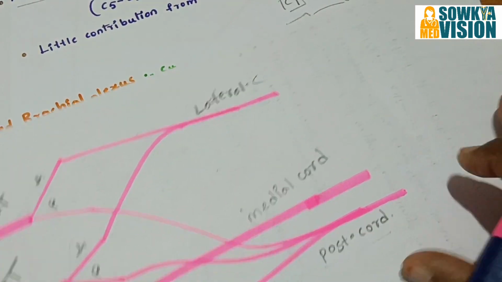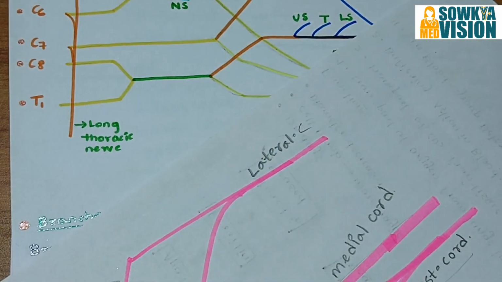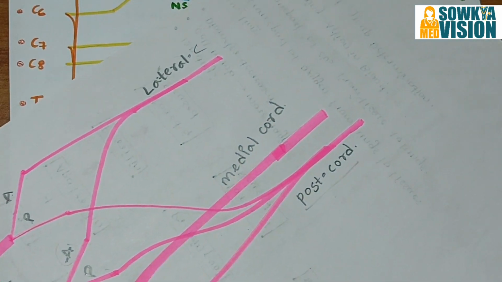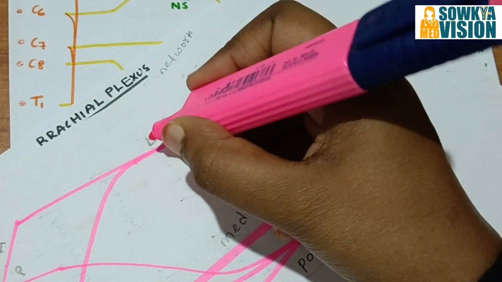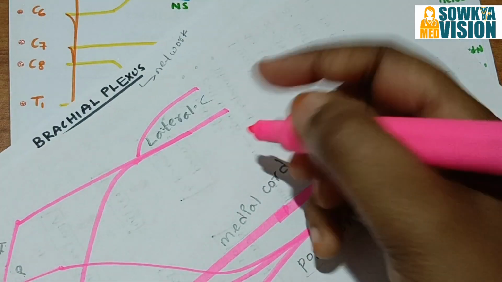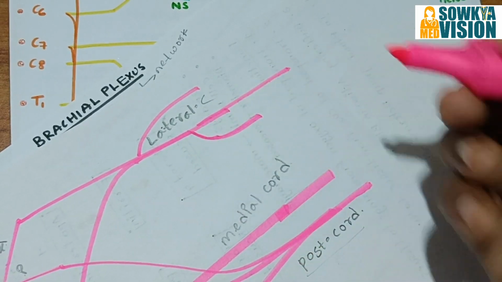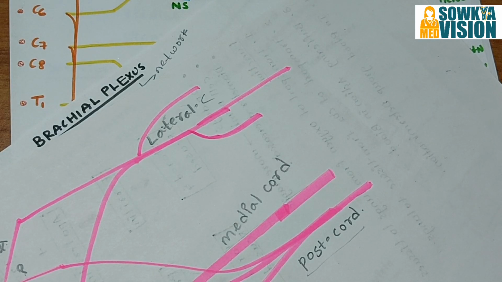The lateral cord. Yes, the lateral cord contains three branches. What are the three branches of lateral cord? They are lateral pectoral nerve, musculocutaneous nerve, and lateral root of median nerve. Yes, median nerve, it is a major nerve of brachial plexus formed by two main roots, that are lateral root of median nerve and medial root of median nerve. So the lateral root of median nerve arises from the lateral cord.